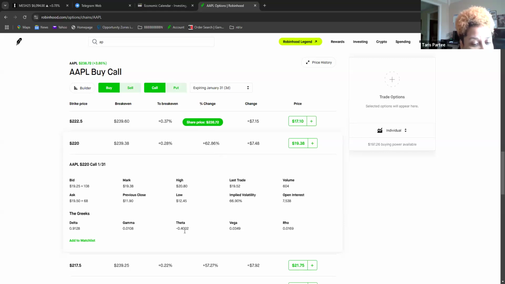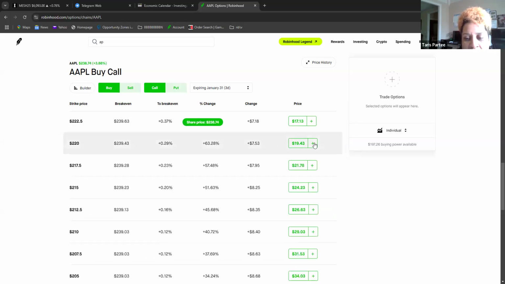And then the theta is 0.40, which means basically it's costing you $40 a day to be in this trade. However, you'd made $800. So, you pay, and you don't really see it. The only thing you're going to see in your options contract is the amount that you made. So it's not like you're seeing money just disappear.